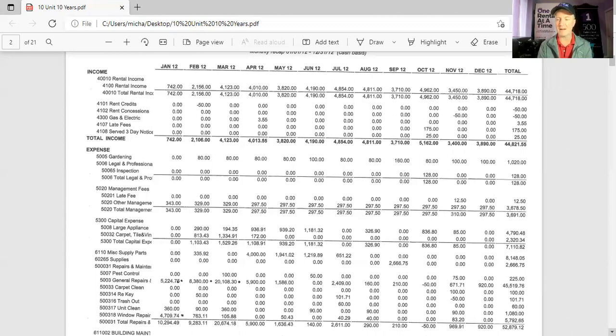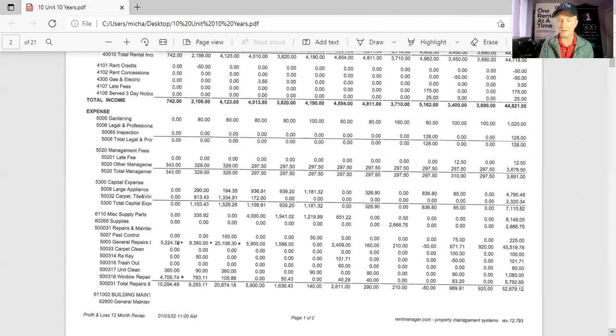We spent $45,000 on just general repairs, $8,000 on supplies, large appliances, refrigerators, stoves, ACs. It was a year full of expenses. We still collected $44,000 in income that year, which actually was better than I expected.